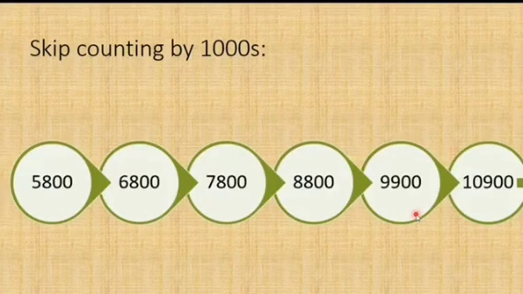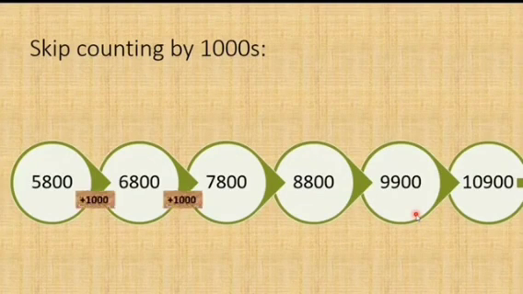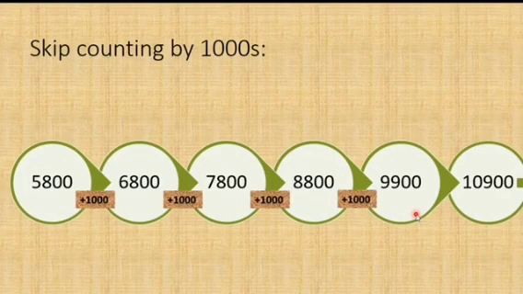Now skip counting by thousands. So we start with a number but keep adding 1000 to it. If you just see the pattern, each number is added by 1000 to get the next number.